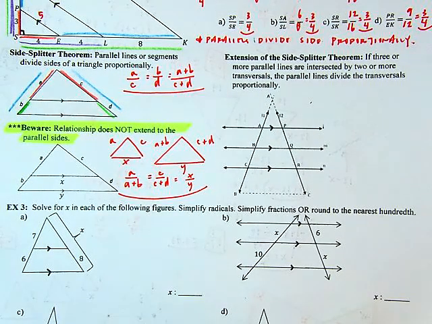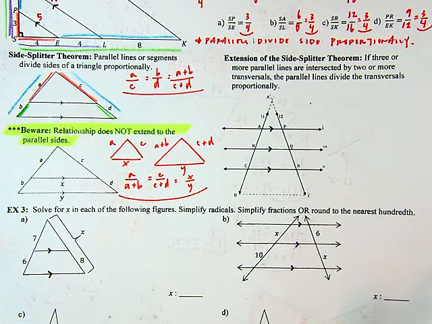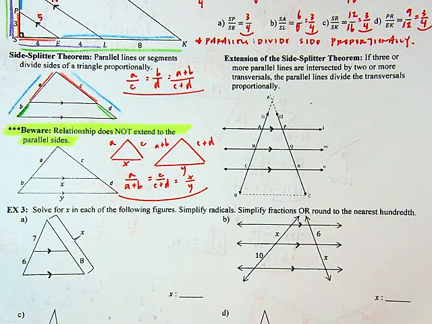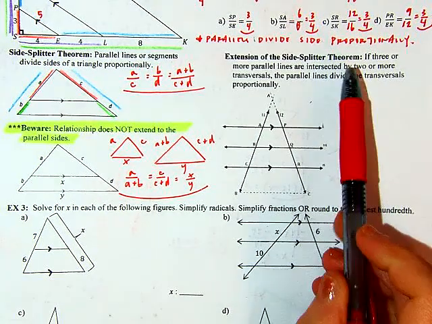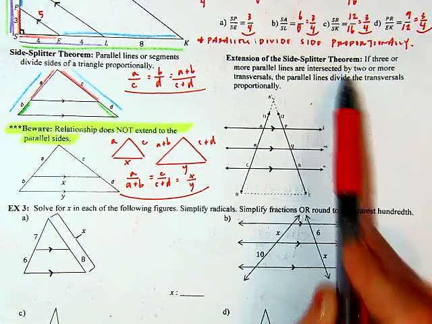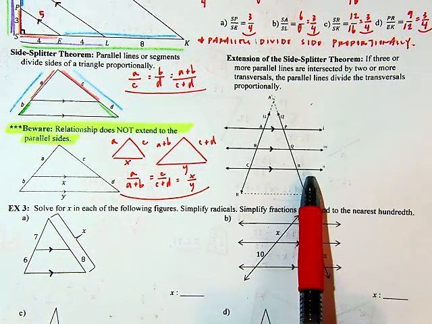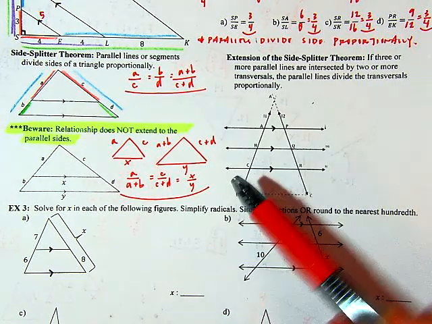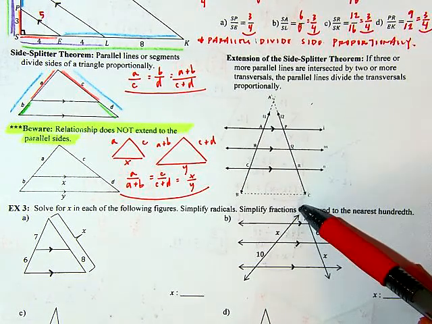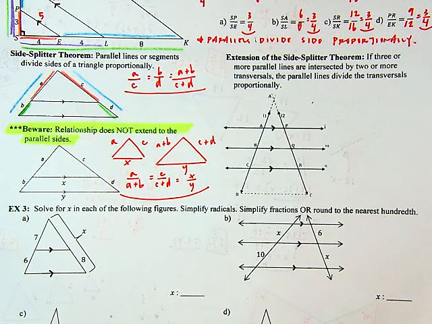All right, and then one more concept before we do some examples. We have an extension of the side splitter theorem that I alluded to in my example 2. It doesn't have to be just sides of triangles. Here we can extend it. If we have 3 or more parallel lines, here's 3, that are intersected by 2 or more transversals, I drew in 2, then the parallel lines divide the transversals proportionally.